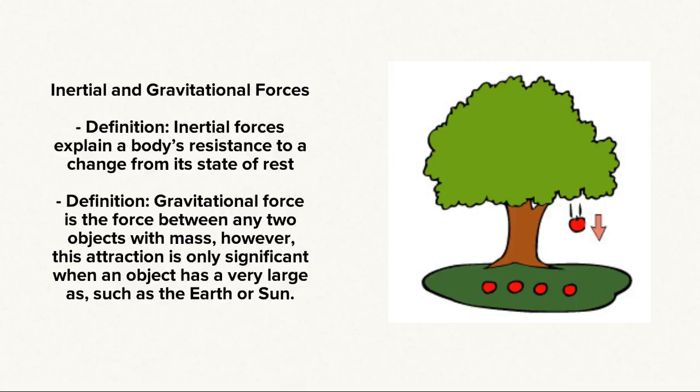As a reminder, inertia is the tendency of an object at rest to stay at rest, and gravitational forces are the force between any two objects with mass. However, this attraction is only significant when an object has a very large mass, such as the Earth or Sun. Gravitational forces are present throughout the entire planet, playing a role in things as simple as an apple falling from a tree, as seen below, and as complex as humans building muscle through resisting gravity.